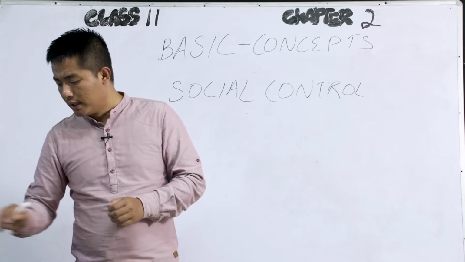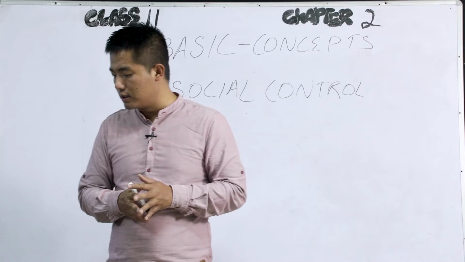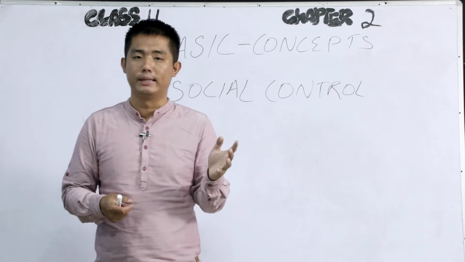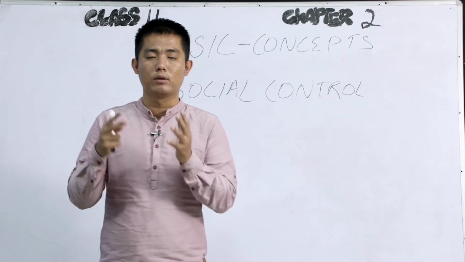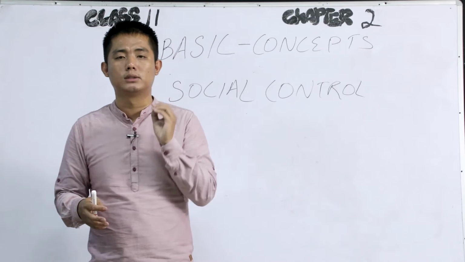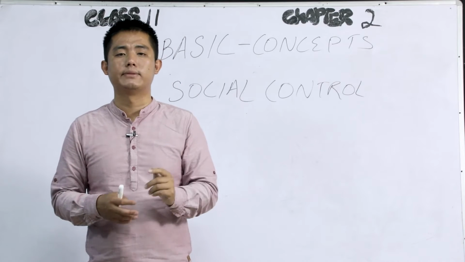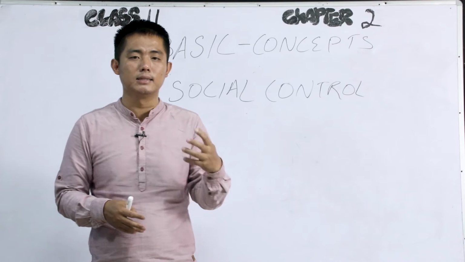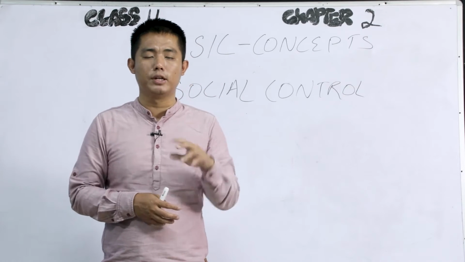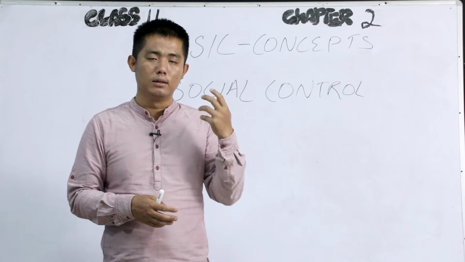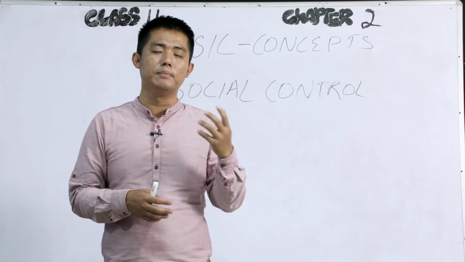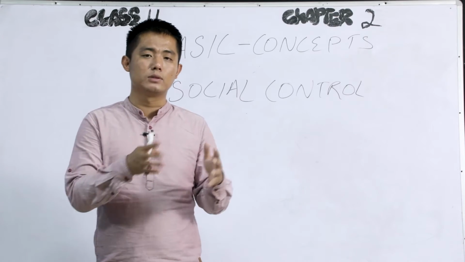Now, the next point that I would like to discuss is that social control is necessary for order and stability, which I have already explained. For peace and harmony, for cooperation in society, social control is very much necessary. It is a mechanism through which the behavior of the individual is regulated in order to live in society in peace and harmony, and that is what social control is all about.